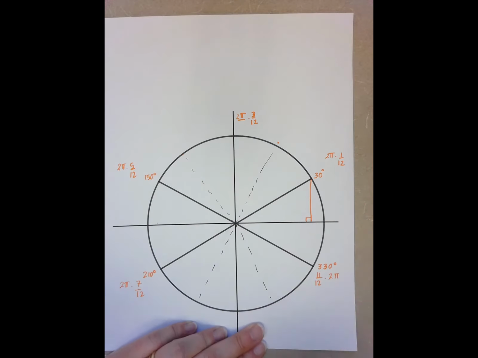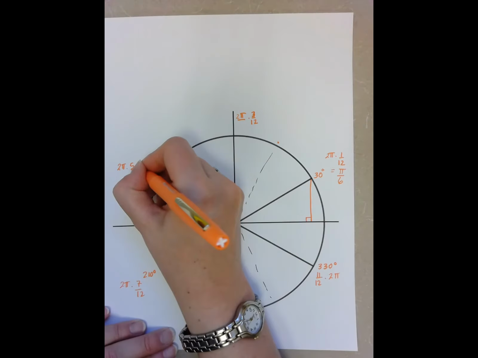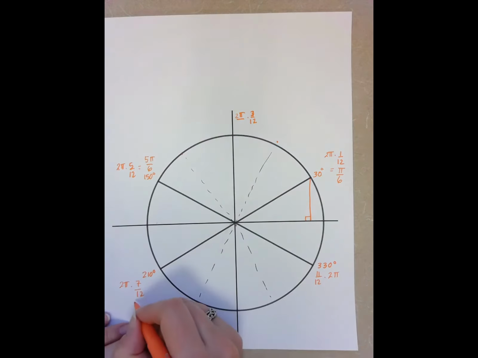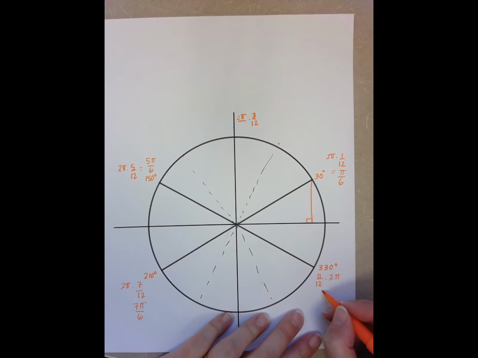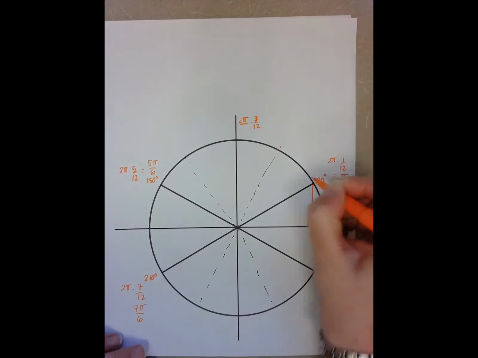and then again 12. So then these can be reduced to be pi over 6, 5 pi over 6, 7 pi over 6, and 11 pi over 6. So those are our radian measures. And now, just like in our 45, 45, 90 triangle, we have to actually deal with the fact that we need to find these points.